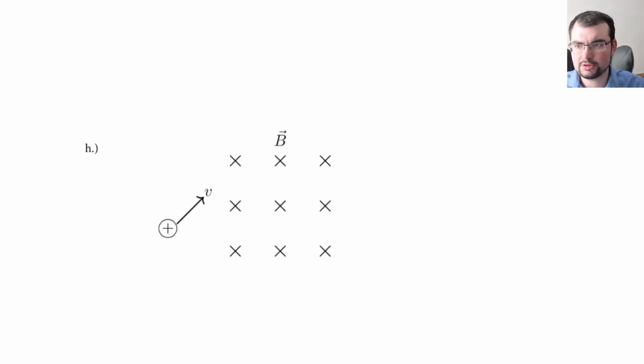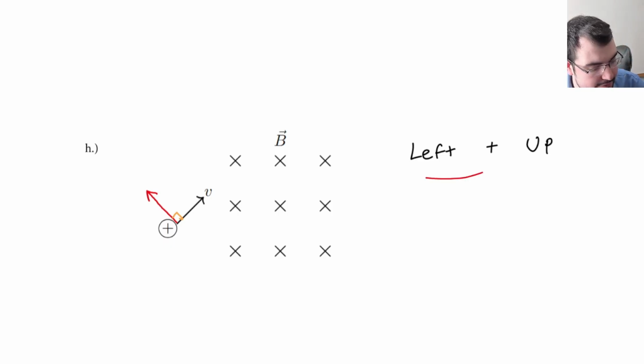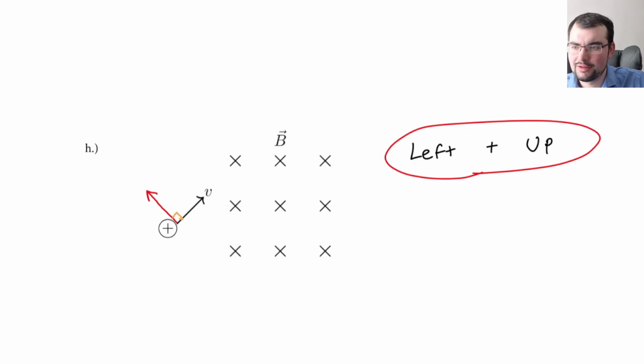So which one is it? Well, just use your right hand rule. V points up and to the right. So my thumb is up and to the right, and it's my right hand because it's a positive charge. Then I just point my fingers into the screen. And if we look at what my palm is doing, my palm is pointing up left. So it's going to be this right angle as opposed to the other one. So it's going to be left plus up. So you can get a force with components if you have a weird velocity like that.